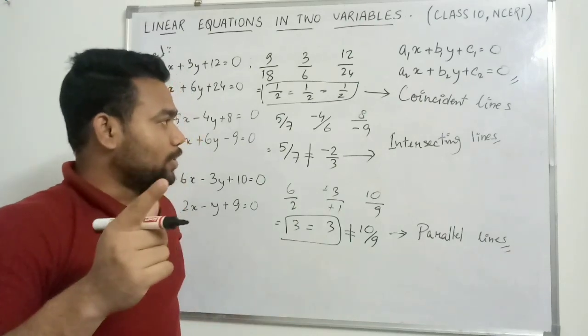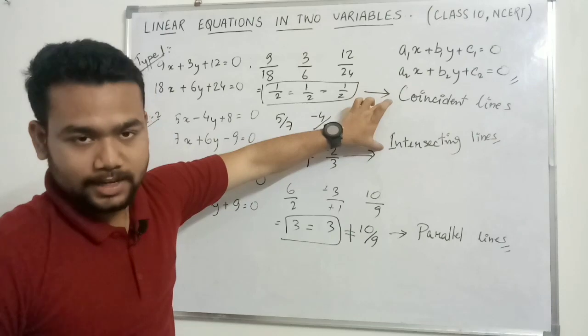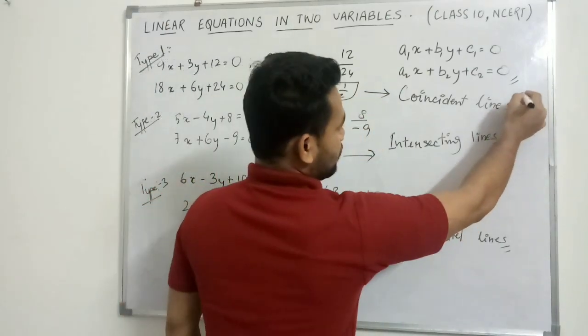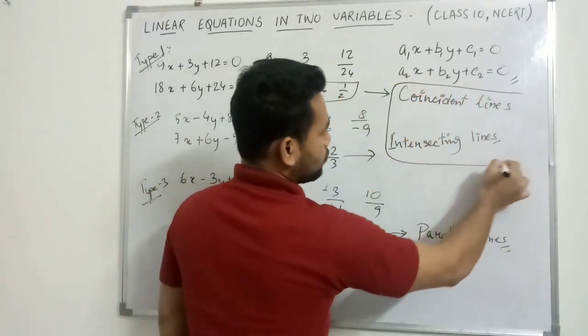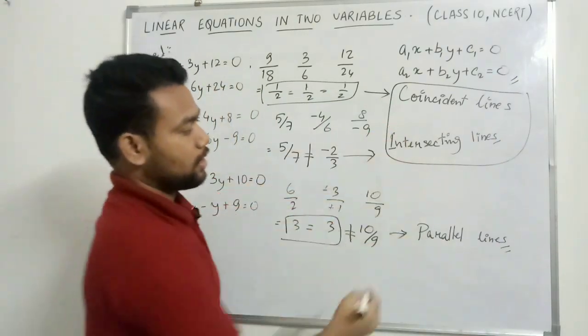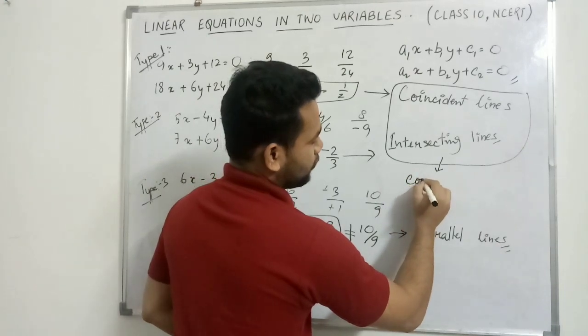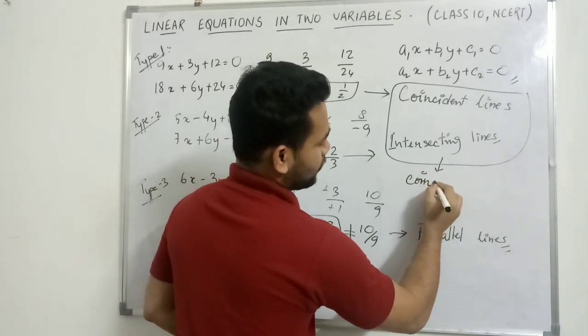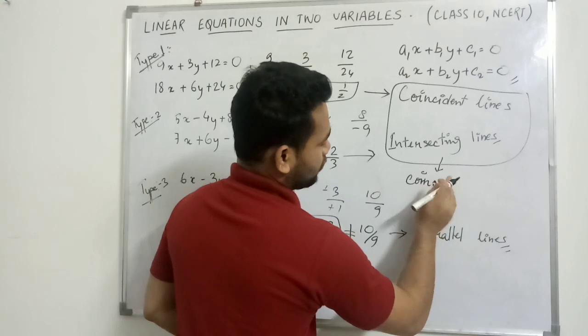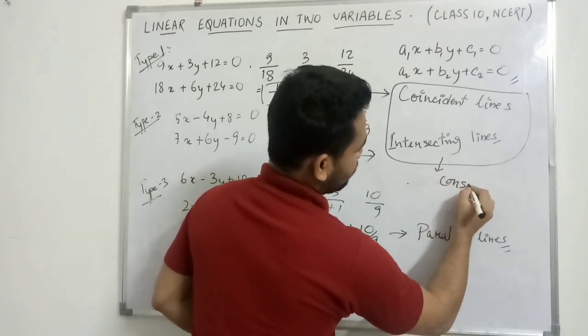One thing is left out: coincident lines and intersecting lines are also known as consistent. Sorry, they are known as consistent.